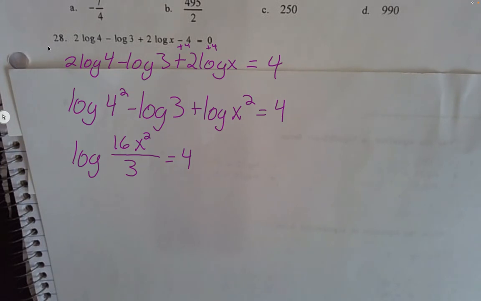Now, that's like some of the problems from the beginning. Now we actually have to solve it, like the problems from the end. So, how do you get rid of log? Base 10. So I have 16x squared divided by 3 over 10,000. Now we just solve for x, not x squared, but we solve for x. Okay? Yep, 10 to the 4th, that means 4 zeros.